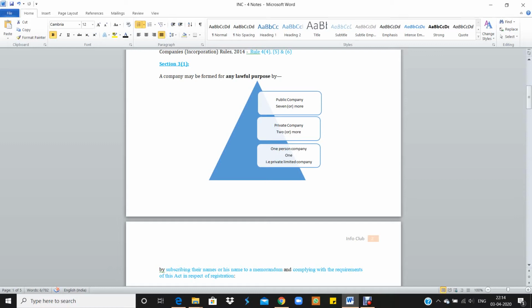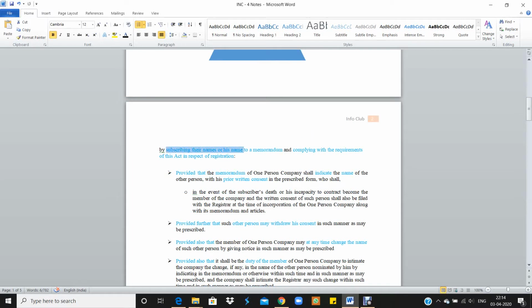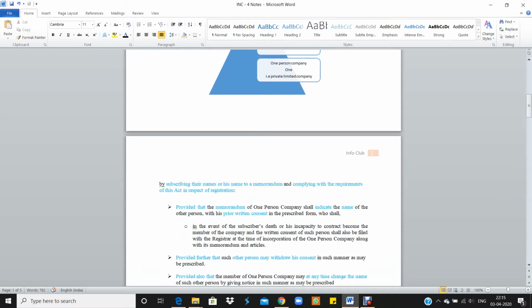If all those persons want to become members, what they have to do is first subscribe their names or his name to the memorandum, and they have to comply with the requirements of this act in respect of registration. This act is nothing but Companies Act 2013. So Section 3 subsection says how many members have to be present, at minimum, at the time of registration of companies.